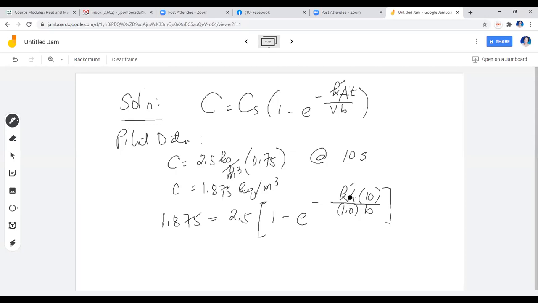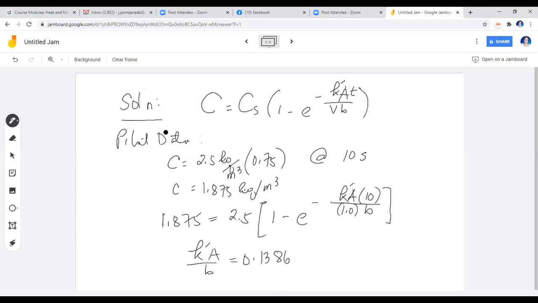Okay, diffusion coefficient. So from here, we'll be able to determine the constants group K prime A divided by B. So 1.875 divided by 2.5, of course, that would be 0.75, minus 1, then we take the ln of our answer and then we divide it by 10. So our K prime A over B is 0.1386. So this is for the pilot data.